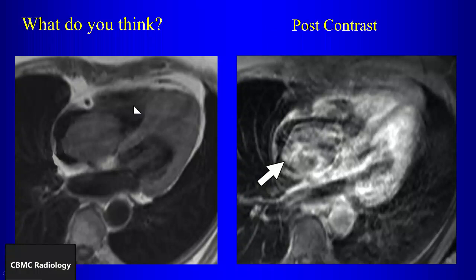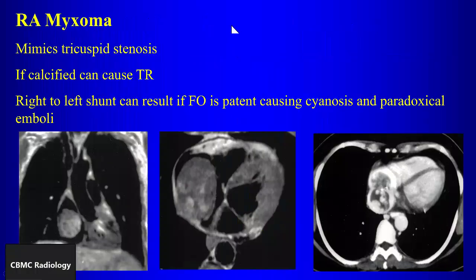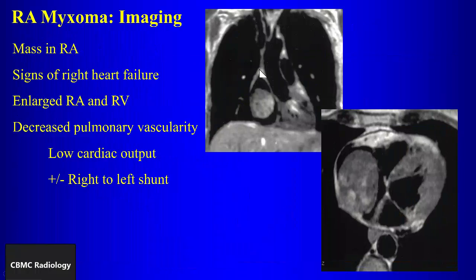But we can also have right atrial myxomas. That was the case here. These can also attach to the interatrial septum. These can also prolapse through the valve, through the tricuspid valve. Okay? It can mimic tricuspid stenosis from obstruction. You can have right to left shunting if you have a patent foramen ovale. So it can cause right to left shunting across the patent foramen ovale, and of course pulmonary emboli. So right atrial myxomas can also occur.